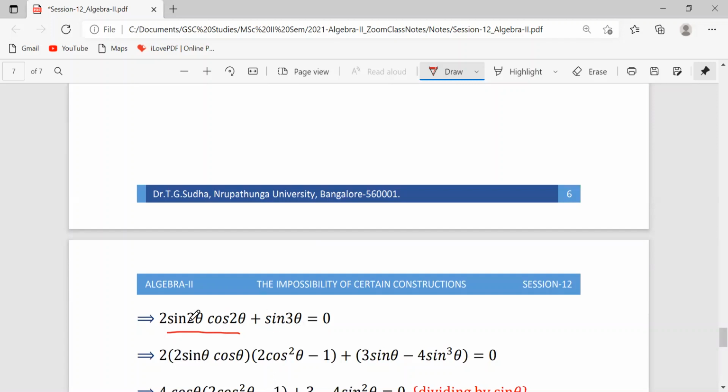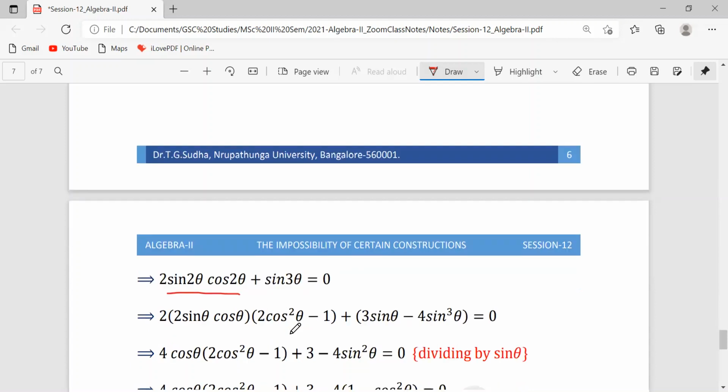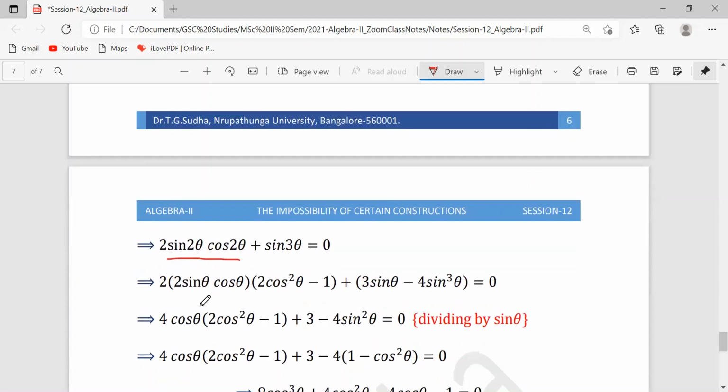Now let us convert all these multiple angles to angle theta. Sine 2 theta can be written as 2 sine theta cos theta. Cos 2 theta can be written as 2 cos square theta minus 1. And sine 3 theta can be written as 3 sine theta minus 4 sine cube theta. So in each and every term we have sine theta. Let us divide throughout by sine theta and reduce it to 4 cos theta into (2 cos square theta minus 1) plus 3 minus 4 sine square theta equal to 0.